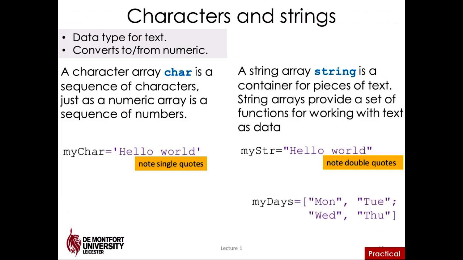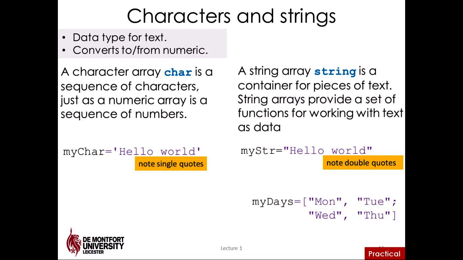Next, characters and strings. They're mainly used for letters and text. There are two different data types that you can choose from, either char or string. Char is basically a sequence of characters, so it's just a numerical array, while string can be in the form of a matrix, which allows you to store much more text.